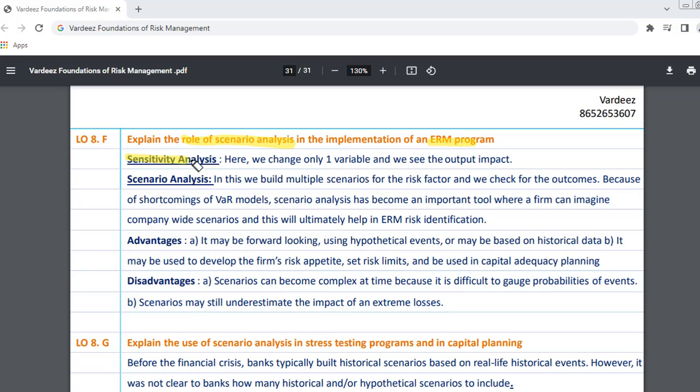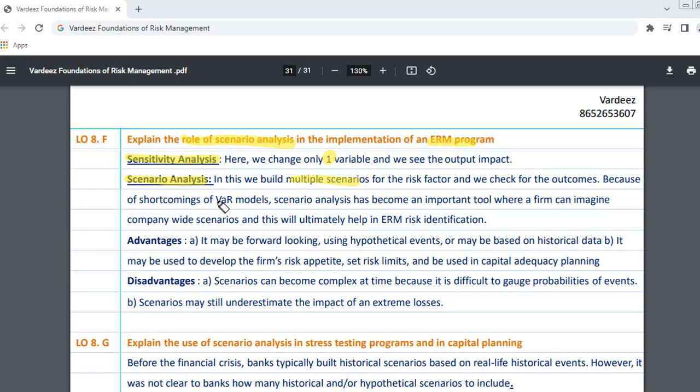Let's first have a look at sensitivity analysis. Here we change only one variable. Let's say we are changing revenue and we are seeing the impact. What could be the possible outcome? We just see the impact. Where do we stand by changing just one variable? In scenario analysis, what we do is we develop multiple scenarios. We change multiple variables for a particular risk factor, and then we check for the outcomes. So we may have the base case, we may have the worst case, and then we figure out whether we can bear those worst case losses. So scenario analysis talks about that.